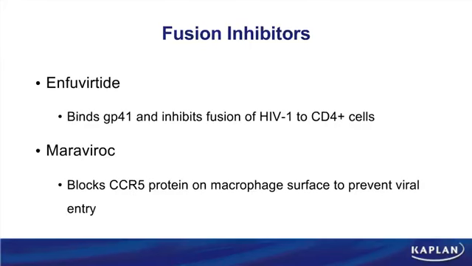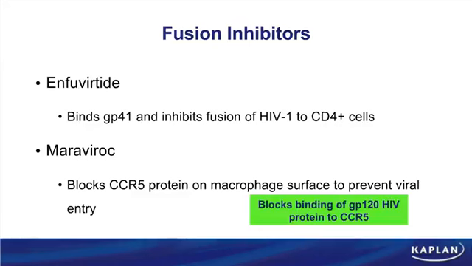Maraviroc, a drug which has AVIR in the middle of its name, so that's helpful, blocks the CCR5 protein on macrophages. Basically, by doing that, it blocks the binding of the GP120 HIV protein to CCR5, and that prevents viral entry. And this drug has become very popular today. Make sure you know both of these mechanisms for your test.